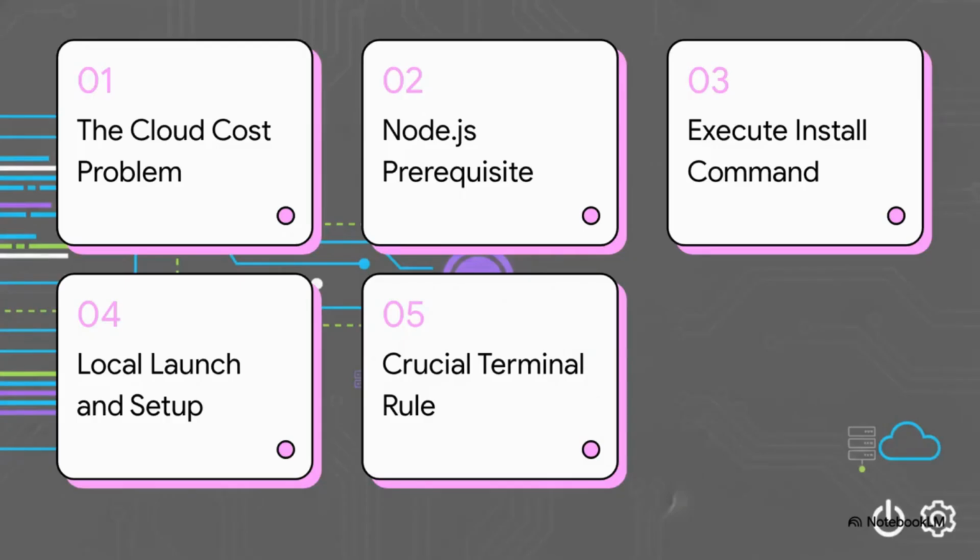Okay, here is our quick agenda. We're going to cover 5 straightforward steps to get your free local environment running flawlessly. We'll look at the cloud cost problem, the Node.js prerequisite, executing the install command, the local launch and setup, and finally, a really crucial terminal rule you need to know.